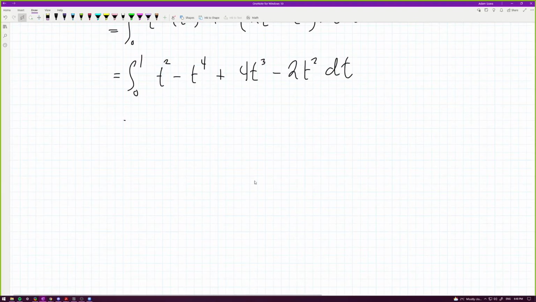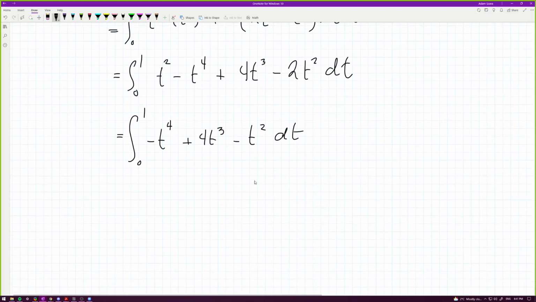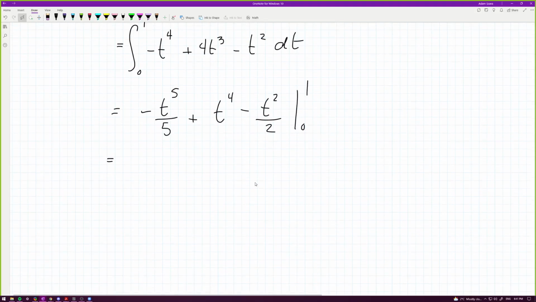Yeah, good. Okay, and then finally here, are there any like terms to combine? Yes, there is. So 0 to 1 of negative t to the 4 plus 4t cubed minus t squared dt. And this is negative t to the 5 over 5 plus t to the 4 minus t cubed over 3, evaluated from 0 to 1: negative a fifth plus 1 minus a third.